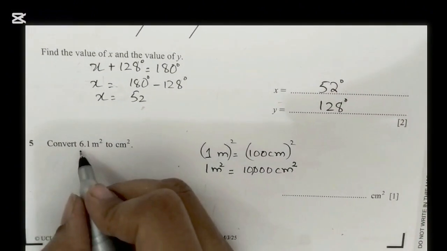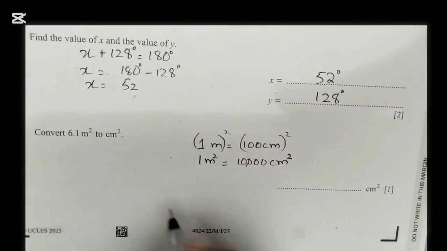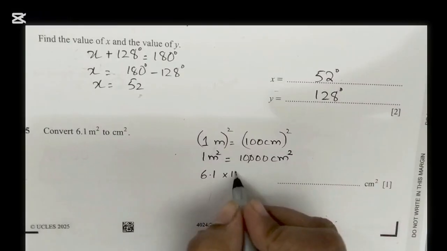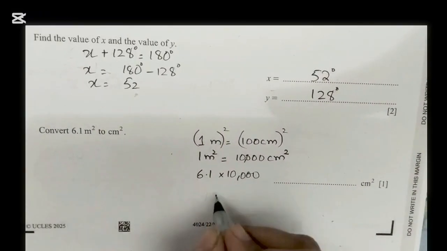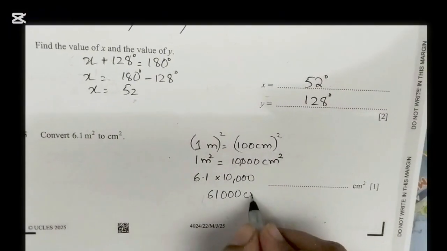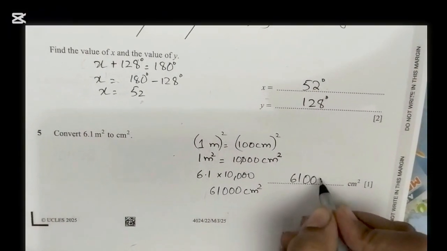And what we have to find out is 6.1 meter square to centimeter square. So we have to multiply 6.1 by 10,000. So we'll get 61,000 centimeter square. So this is 61,000 centimeters squared.